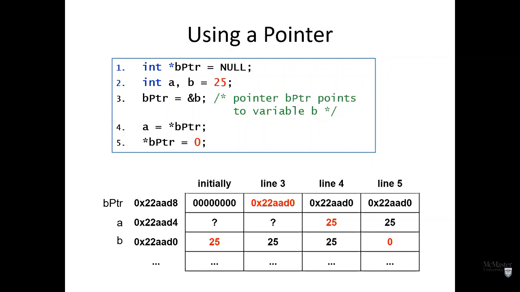So in the example here, I defined an integer pointer. Initially it's null, so it has no value, it's just 0. And then I define two variables a and b, 25. I make the pointer point to the b location by assigning it the address of b. And then later I'm saying a has the value of the variable that b pointer is pointing to. As you can see, this is completely equivalent to saying what?